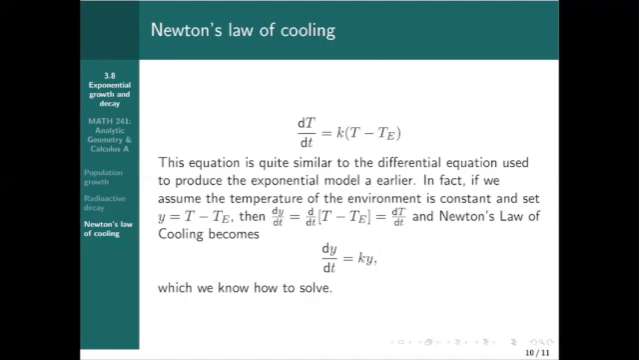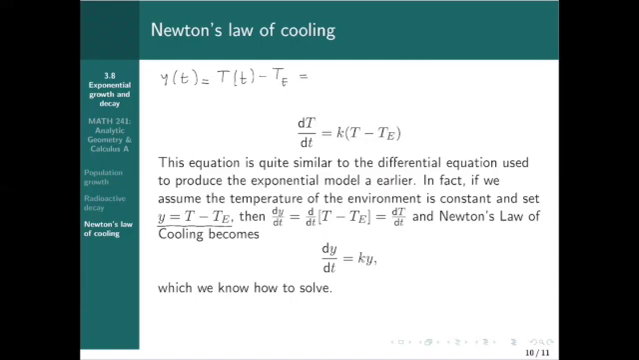We are going to see that this differential equation is very similar to the differential equation models that we were using before. So what we're going to do is, other than assuming that the temperature of the environment is equal to a constant, we're going to set y equals T minus TE. So y of t is going to be the temperature of the object at a time t minus the temperature of the environment, which we are going to assume is constant.